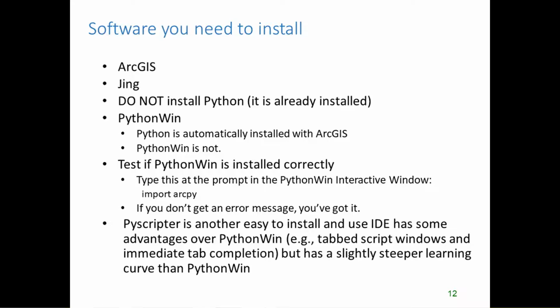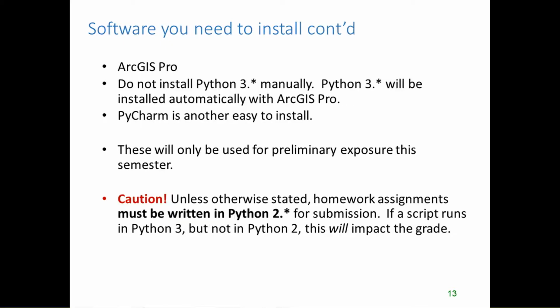Homework 1 walks through the installation process for PythonWin and PyScripter. Python itself is automatically installed when ArcGIS is installed, so do not install Python again. If your import arcpy test fails in PythonWin or PyScripter, you probably installed them under another version of Python that your machine has, in a location that is not under the current active ArcGIS install.